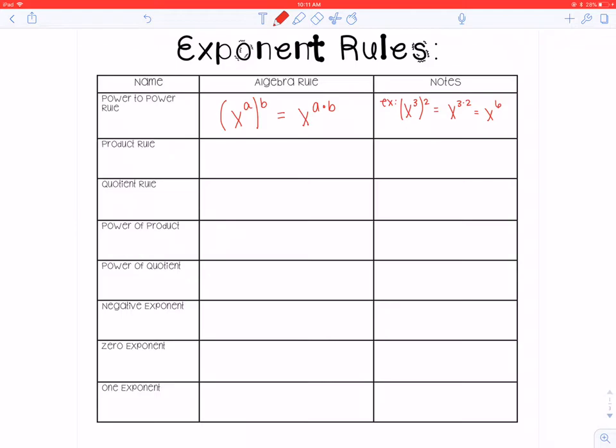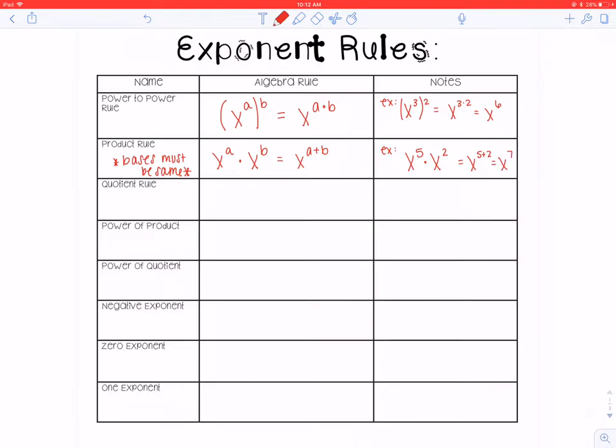Product rule says that if you have two big bases being multiplied, that you add the exponents. The thing with product rule is that the bases have to be the same. So if your bases are the same, then you can add the exponents. An example would be x to the 5 times x to the second. You would have x to the 5 plus 2, x to the 7th.